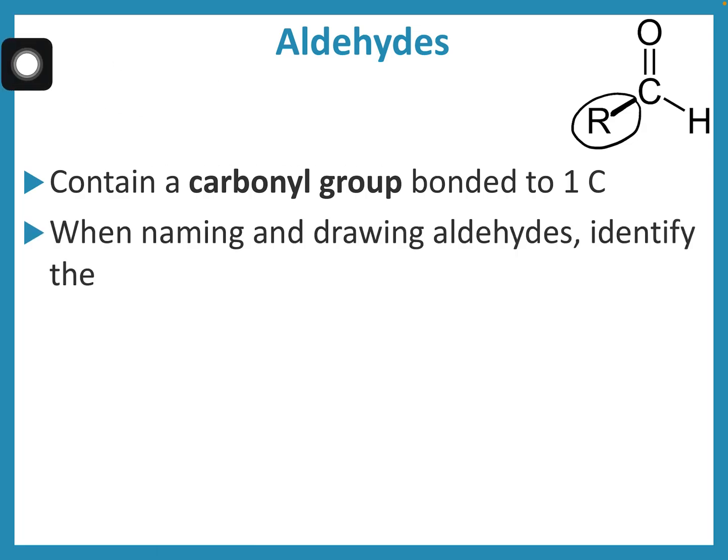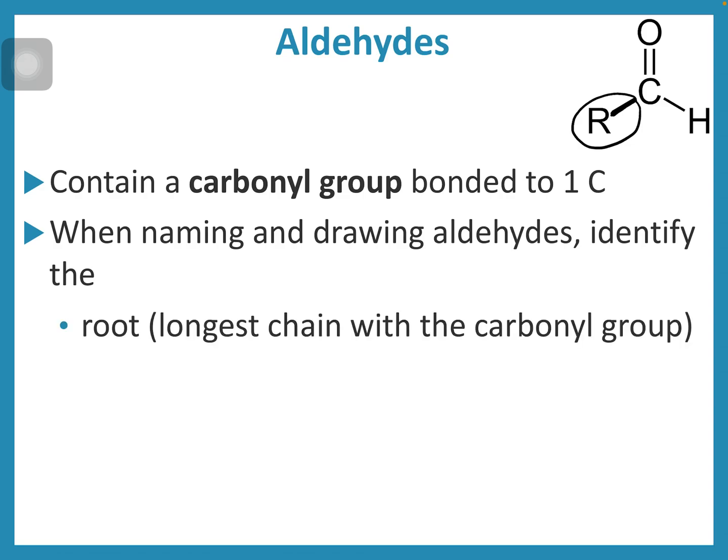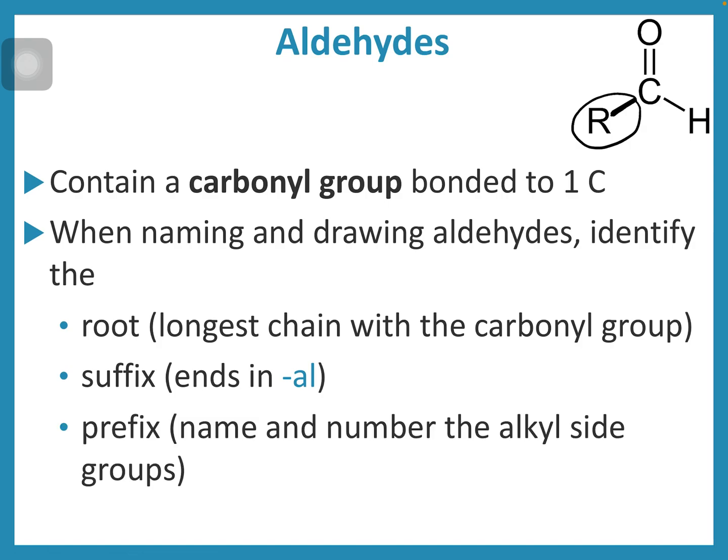So in terms of naming and drawing aldehydes, we are going to once again find the longest chain that includes the carbonyl group, so that's going to be our root. We are going to change the ending to AL at the end, so we're going to drop off the E and end in AL. And then we are going to give any alkyl side groups or halo side groups for the prefix, and we're going to give their position, so we're going to name and number those. In terms of giving a position for the aldehyde, we don't have to do that because it's on an end carbon.